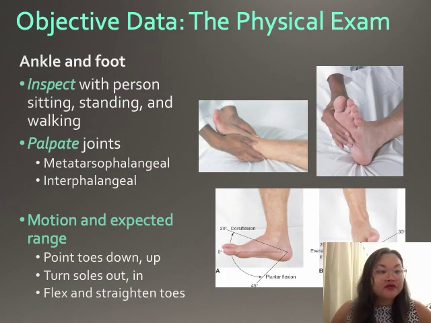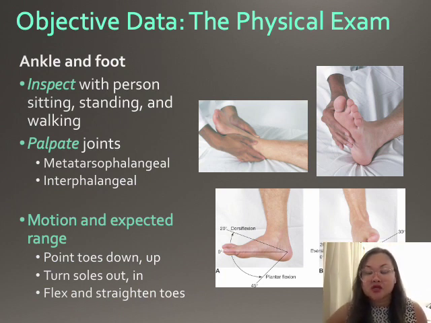At the ankle and the foot, you're inspecting while they're sitting, standing, and walking. You're palpating those joints, starting with the metatarsophalangeal to the interphalangeal, and you're comparing both feet, looking at the contour of the joints. This should be aligned. The weight bearing should fall on the middle of the foot.